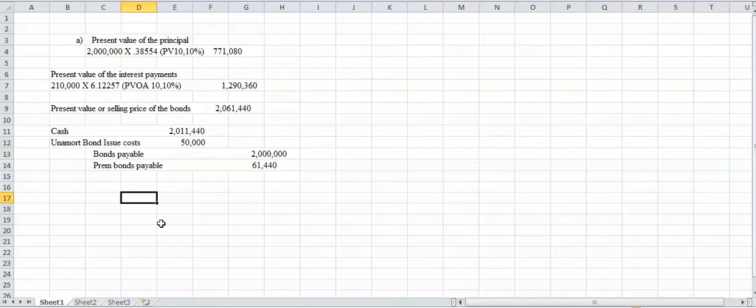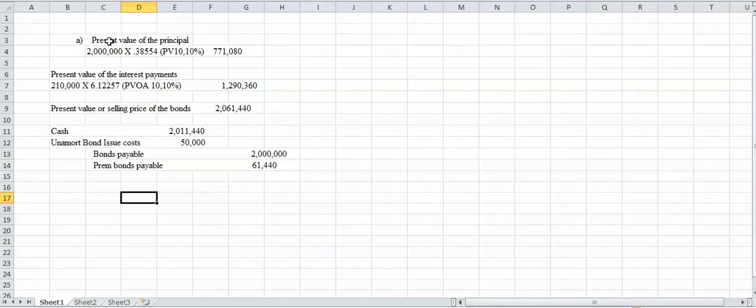The bonds are going to pay once a year on January 1st. The market yield is 10%. So there's a difference between the stated rate on the face of the bond, which is what's going to be the cash payments, and the effective rate, which is going to be the effective interest rate, which is 10%. So how do we figure out what the bonds sell for? That's what part A is all about.